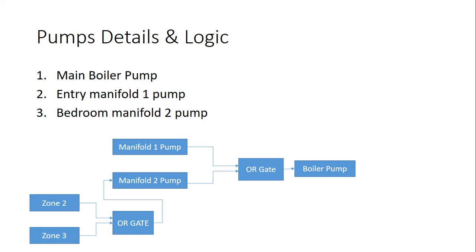And then if we go to the next level, if manifold one pump is on, then we want the boiler pump on. Or if manifold two pump is on, then we want the boiler pump on. And if it's a hot day, so all three zones will be off, zone one, zone two, zone three, then you don't want the boiler and the boiler pump running. So you want them to be off as well.